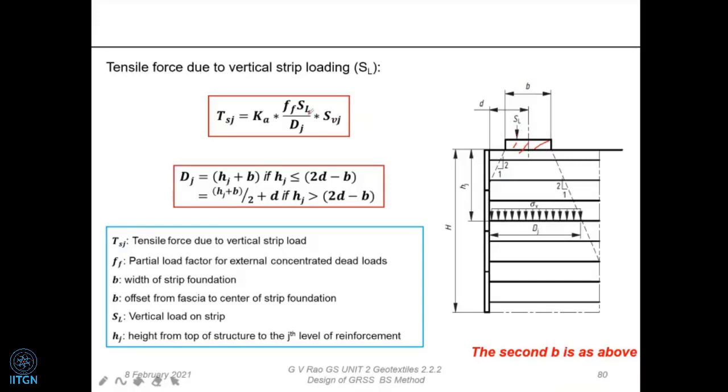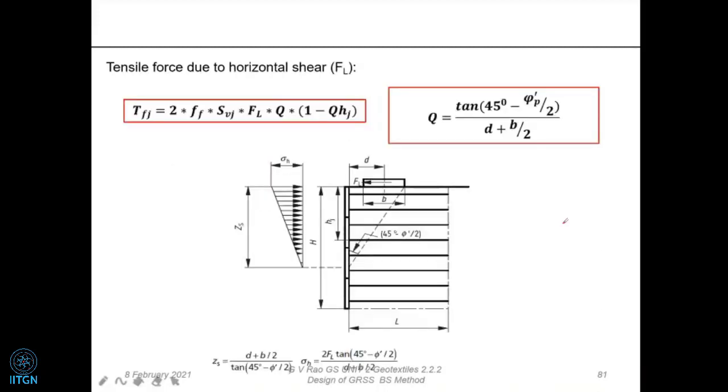FF is a factor, the factored value, and what is DJ? DJ is going to be the thickness. Sorry, I forgot. DJ is this effective value, this length. Okay, so like this we are going to find out what is the tensile force required due to the vertical strip load, and then similarly for horizontal shear.